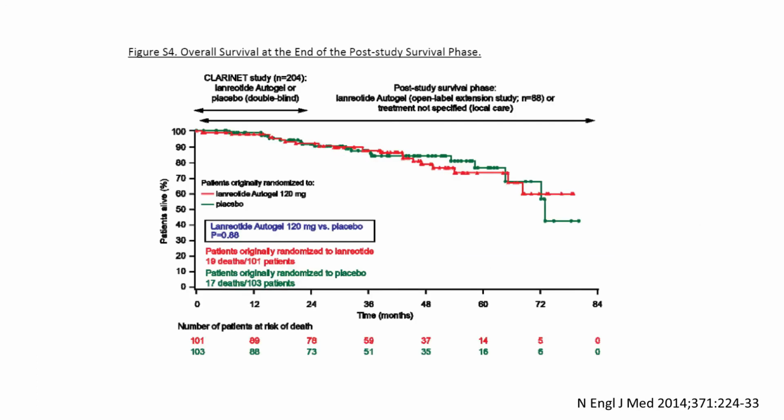Overall survival, however, in the CLARINET trial did not show a difference. So these drugs have not been shown to make patients live longer. The challenge for me as a medical oncologist is I try and be honest, so I have to tell my patients that. There is no evidence of a survival benefit. That makes it very challenging to get these drugs funded by the New Zealand government.